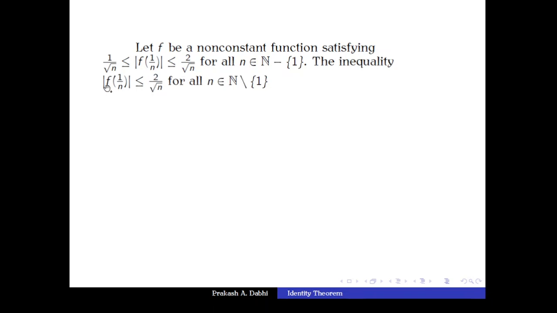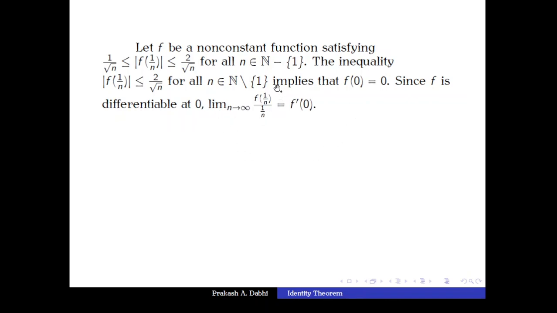So again, if we use the first inequality, and the way we have argued in the last example, it says that f of 0 must be 0. Again, because f is analytic, f is continuous, 1 upon n is tending to 0, so f of 1 upon n will tend to f0, and by this one the limit of f of 1 by n is 0, so we get f of 0 equal to 0. And because f is analytic, it is differentiable at every point, so this limit has to be the same as f dash 0.